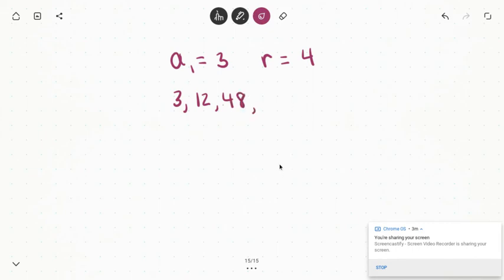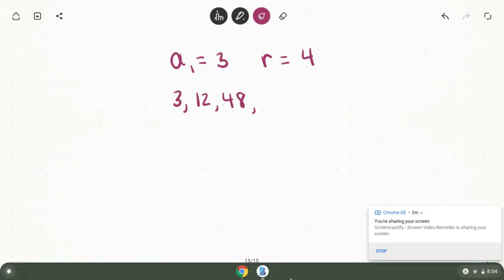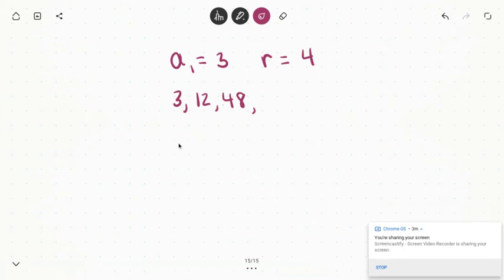If we need the 8th term, let's see if I have my calculator down here real quick. If we need the 8th term, we have a sub 8 would be equal to the first term times r, which is 4, to the n minus 1. N is 8, so 8 minus 1. So we have 3 times 4 to the 7th. Again, remember, order of operations, you would want to find this first and then multiply by 3.